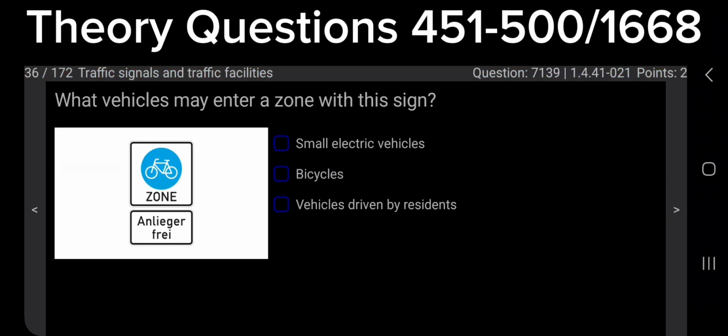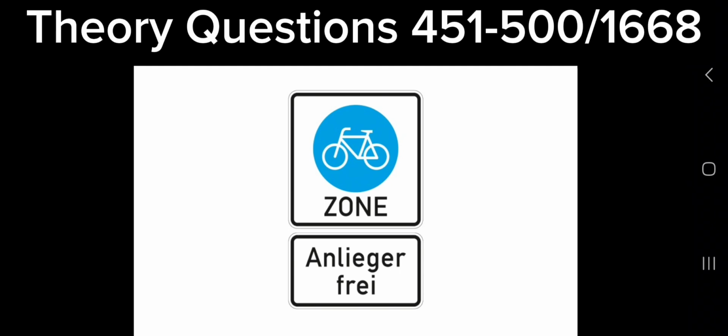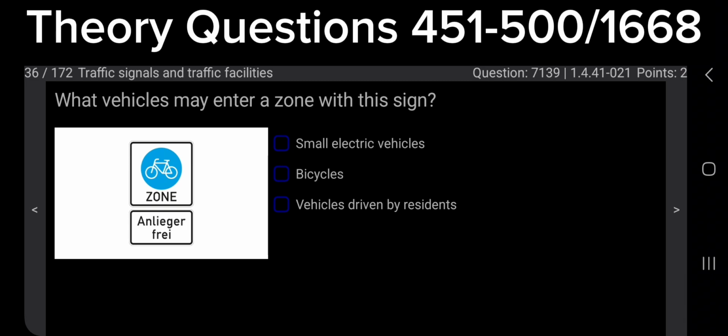What vehicles may enter a zone with this sign? Small electric vehicles. Bicycles. Vehicles driven by residents.